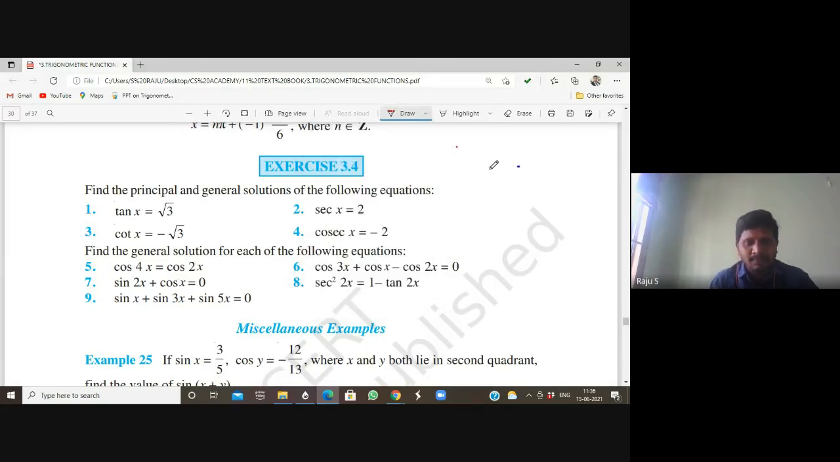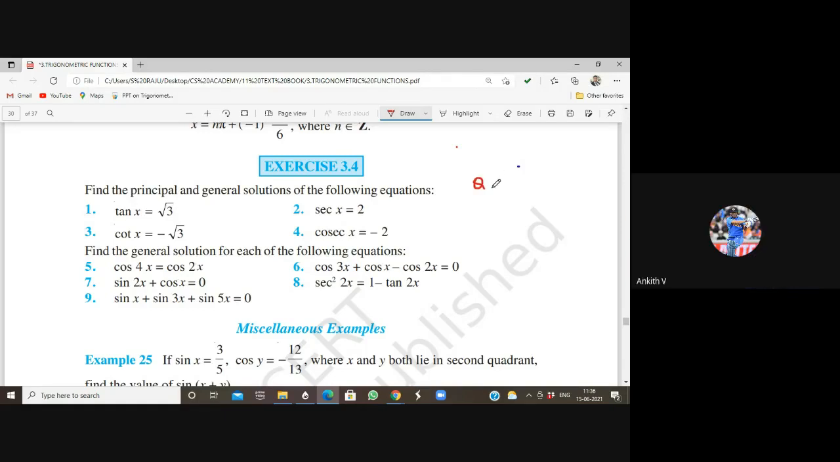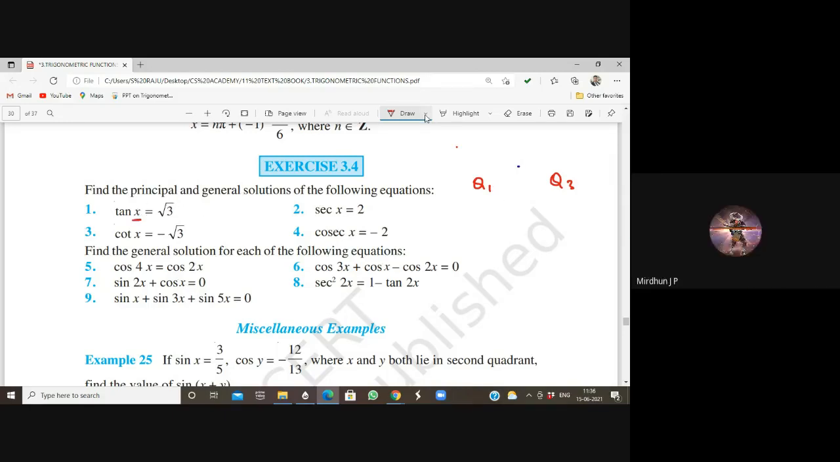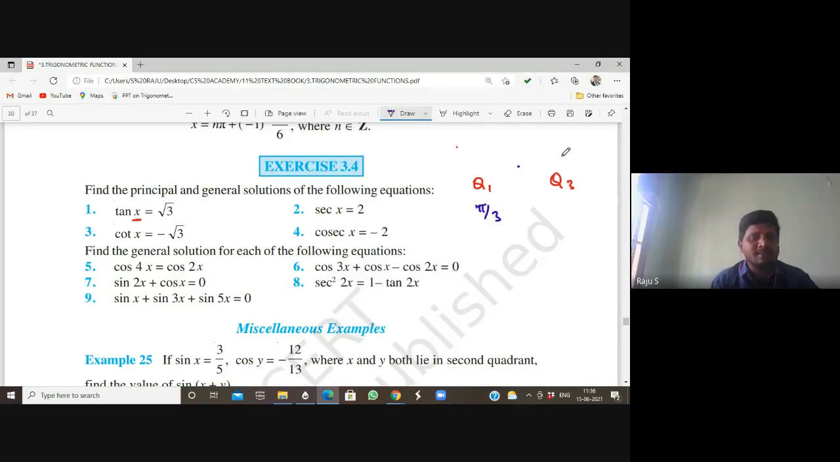Tan is positive in which quadrant? First and third. Okay, we can say directly the x value in the first quadrant. For what value of x will it be root 3? 60 degrees, sir, pi by 3. Pi by 3. Okay, we got one principal solution.